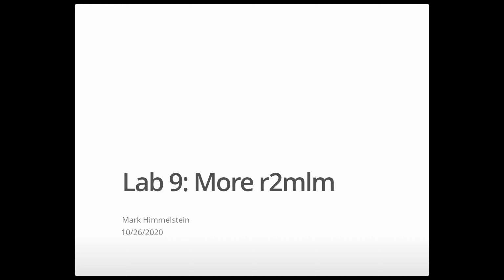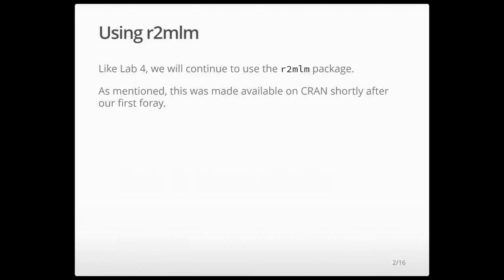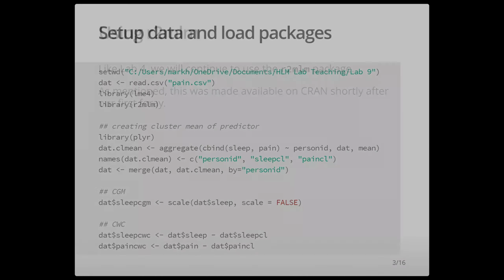The other thing I wanted to cover this week was to review the r2mlm package, specifically with level 1 predictors in mind. So this is going to be pretty similar to Lab 4. As we might have talked about, although at the time of Lab 4, r2mlm was not available on CRAN, it is now. So you can reinstall it if you haven't already, just to get the official CRAN version. I don't think it's any different, if different at all, from the version that we have.